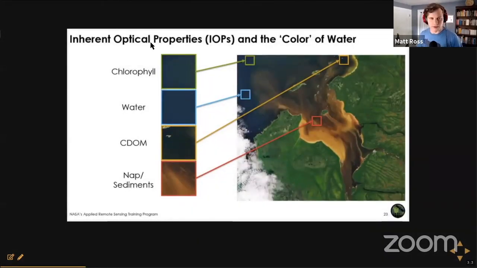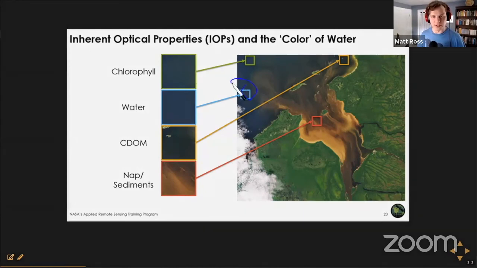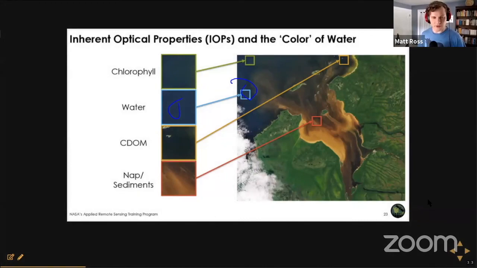And so the way remote sensors talk about this is the inherent optical properties. If a pixel's green, maybe it's going to have more chlorophyll. If it's blue, it's going to maybe be just open water. If it's kind of brownish, it might be colored dissolved organic matter. And if it's a bright tan, maybe it's sediments. And so that's generally how remote sensing works.